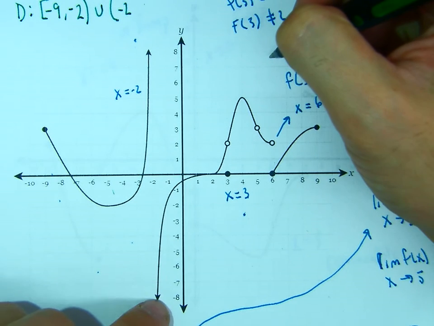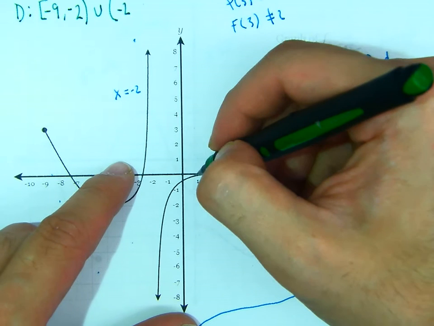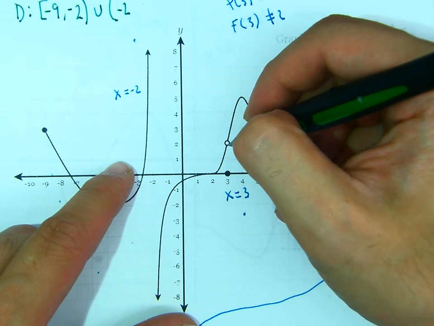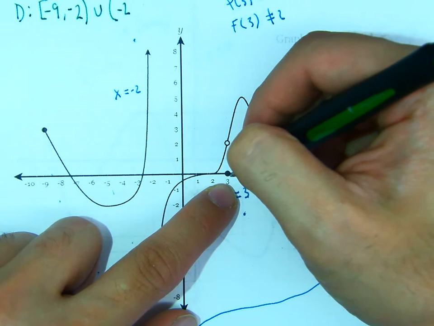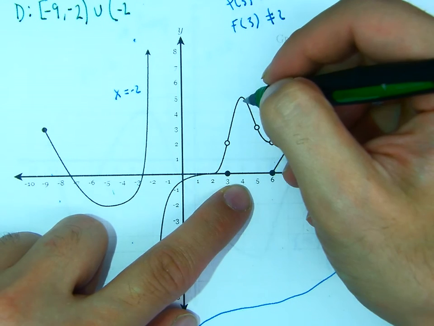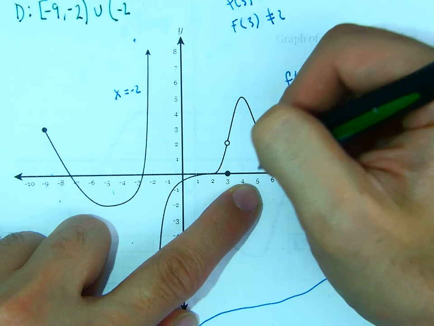Okay? Now let's jump here to the right of negative 2. You have x equals negative 1, x equals 0, x equals 1, x equals 2. Do you have x equals 3? Yes, you do. You have x equals 3. Do you have x equals 4? Yes. Do you have x equals 5? No. You do not have x equals 5.